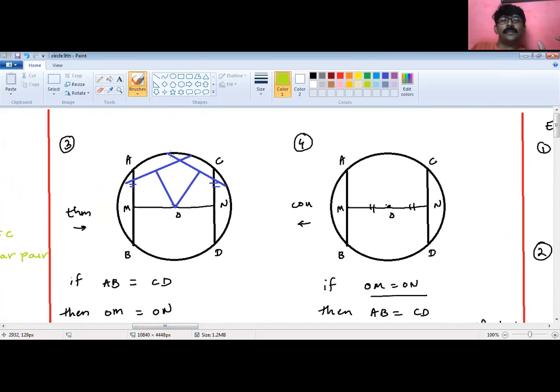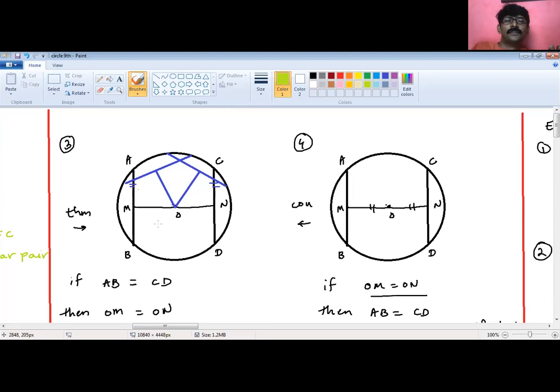So what is this property? I'll repeat. In the same circle or else in two congruent circles, two or more chords, if they're equal, that means chord AB is equal to chord CD is equal to chord AF is equal to chord FG is equal to whatever.